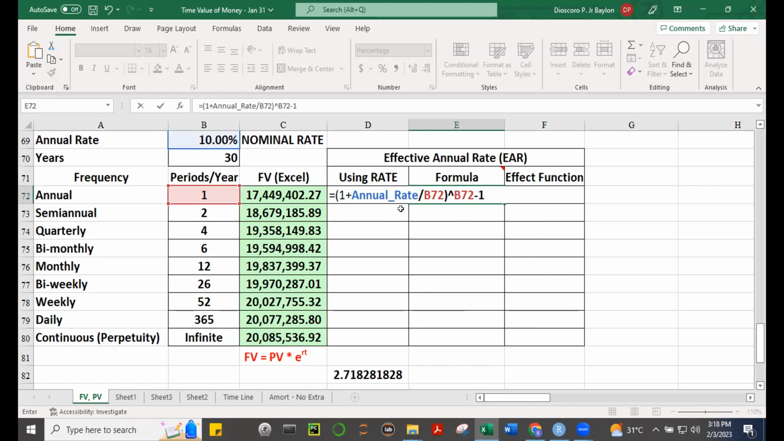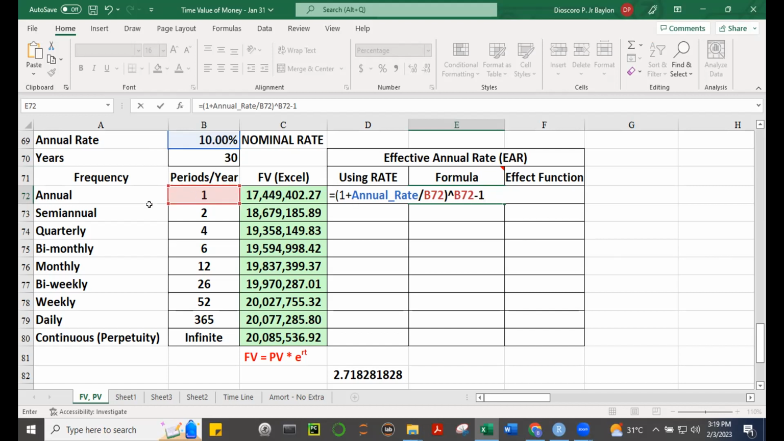For the annual rate, it will be 10% divided by 1. So that's 10%, right? And 1 plus 10% raised to this one, which is also 1. So 1.1 raised to the 1 is equal to 1.1, right? And then subtract 1, 1.1 minus 1, so that's 0.1 or 10%, which is the annual rate, right?